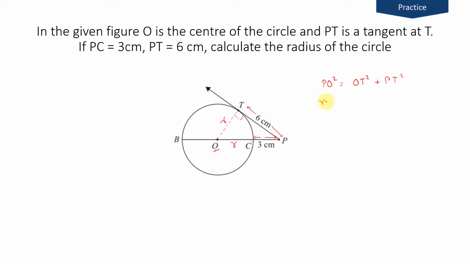So PO is R plus 3, whole square of this is equal to OT square, which is R square, and PT square, which is 6 square. So the equation is R square plus 3 square plus 2 into R into 3 is equal to R square plus 6 square. We can cut R squares. So this becomes 9 plus 6R is equal to 36. So R is equal to 27 by 6, which is 4.5.